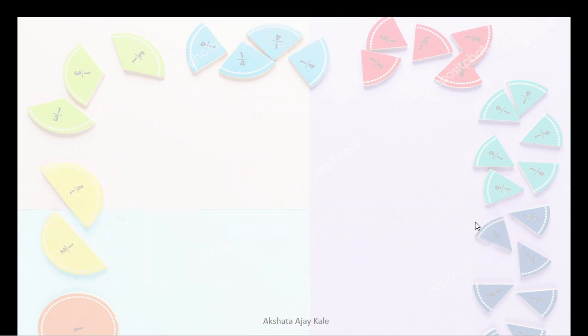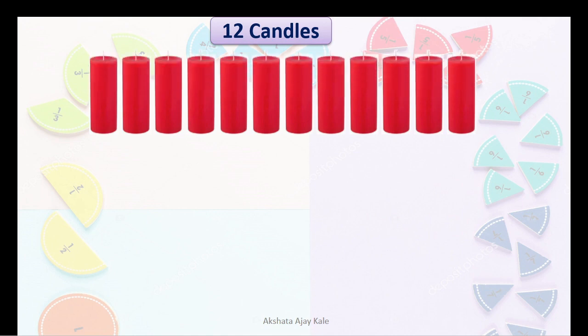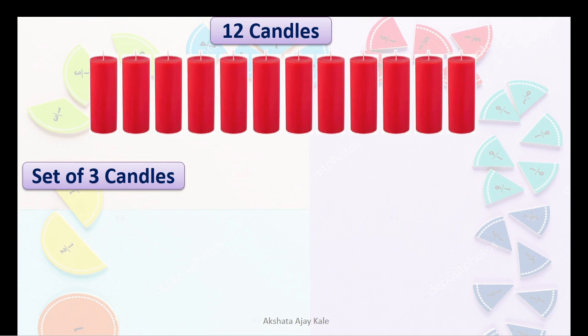Okay, now see this. Again 12 candles. Now we will make sets of 3 candles. Come on children, tell me how many sets you will get to make sets of 3 candles. Each group will have only 3 candles. Guess how many sets we will get?